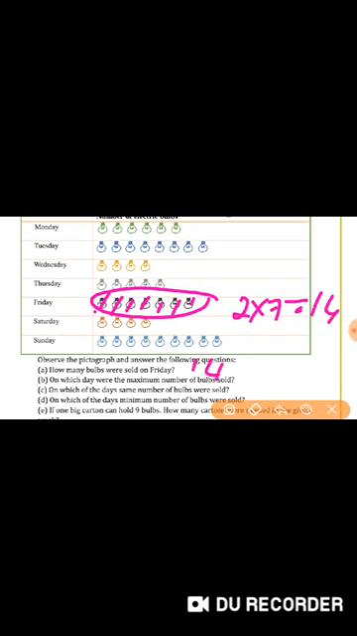Then on which day were the maximum number of bulbs sold? Maximum means highest bulb is here. So on Sunday. Then on which of the days was the same number of bulbs sold? Same numbers, where can we get them here? Yes, see this one and this one. So Wednesday and Saturday.